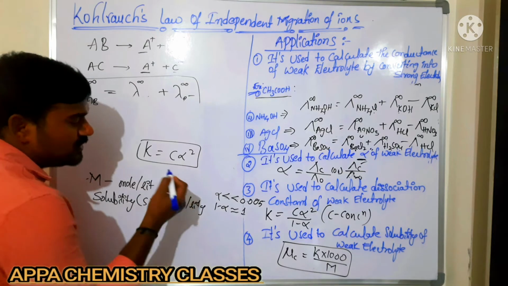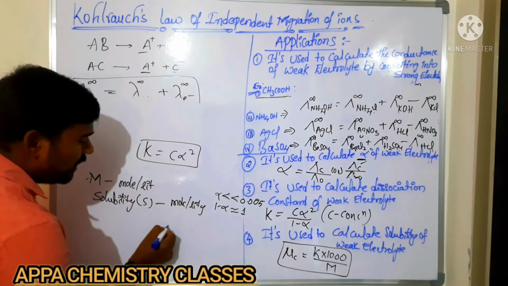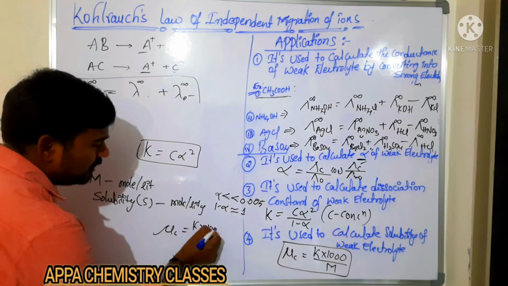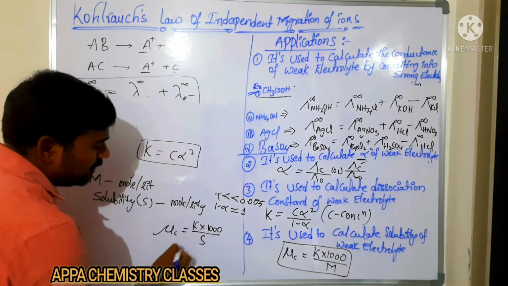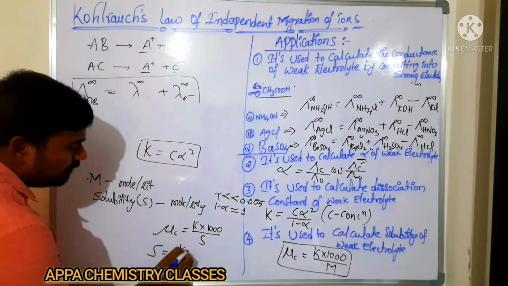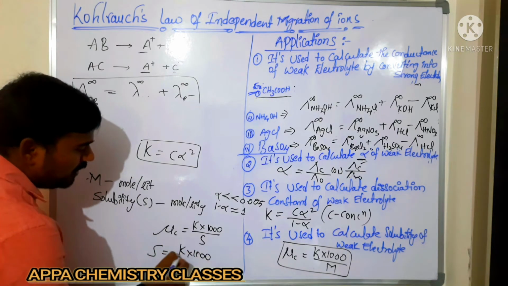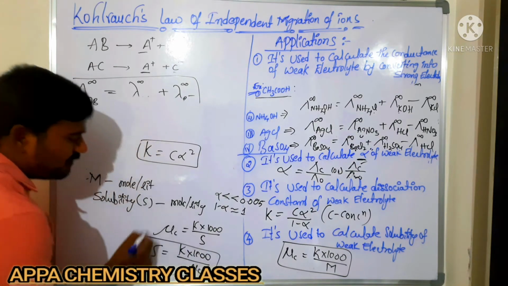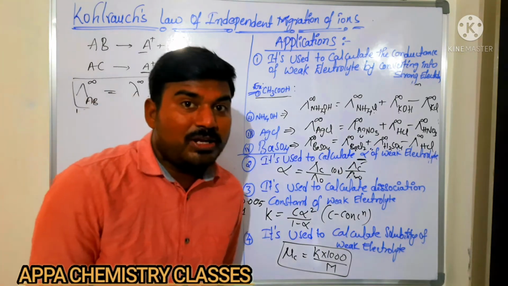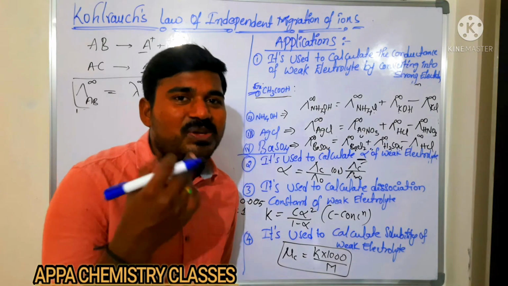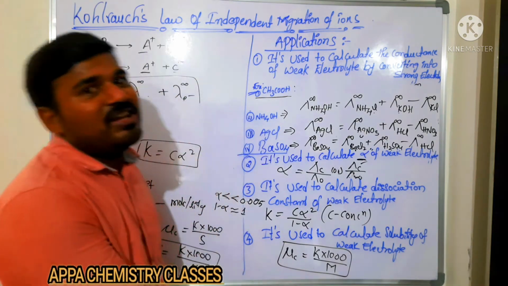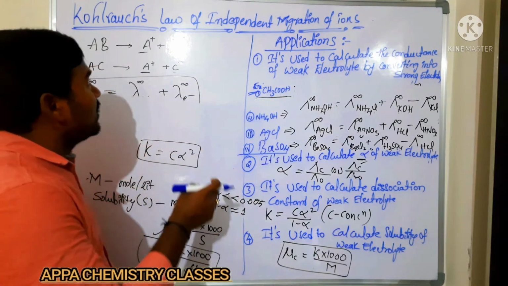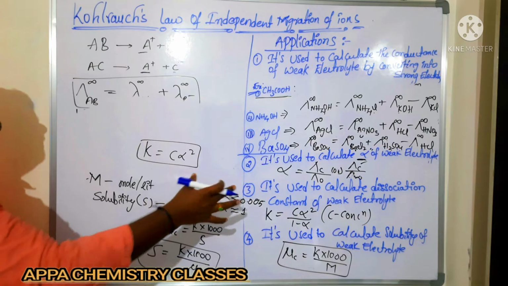So then solubility of salt is taken as molar conductance at a particular concentration equals K into 1000 by solubility. From that, solubility is equal to K into 1000 by molar conductance. By using this formula, we can calculate the solubility of a weak electrolyte. If you know the solubility of a weak electrolyte, you can calculate the solubility product of the weak electrolyte also. That is the major application of Kohlrausch's law.